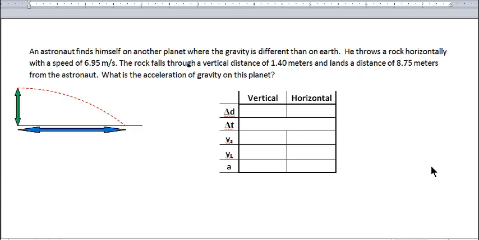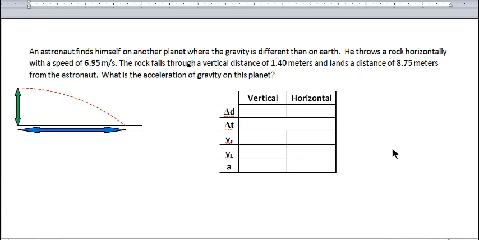So anyway, here's one I thought of. Actually, there was one in a book that I use, and I kind of had to beat up on it a little bit, but here are the details. An astronaut finds himself on another planet where the gravity is different than on Earth. He throws a rock horizontally with a speed of 6.95 meters per second. The rock falls through a vertical distance of 1.4 meters and lands a distance of 8.75 meters from the astronaut. That's a horizontal distance. What is the acceleration of gravity on this planet?